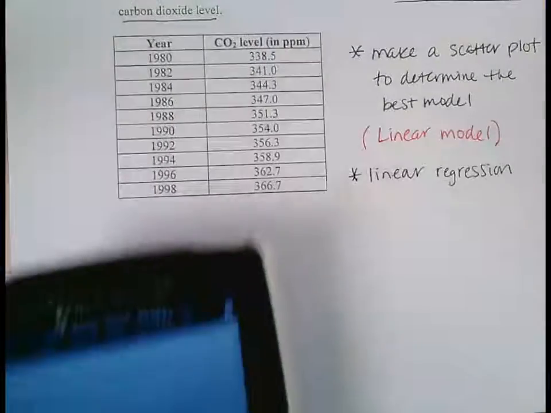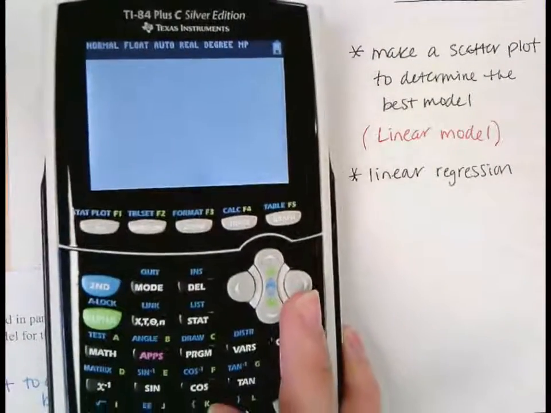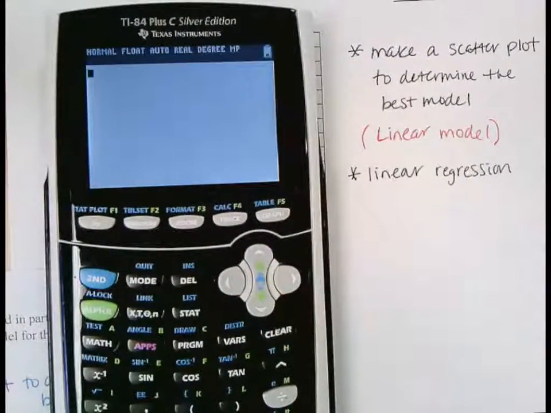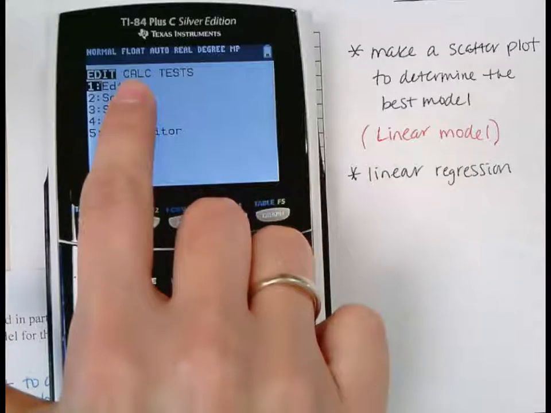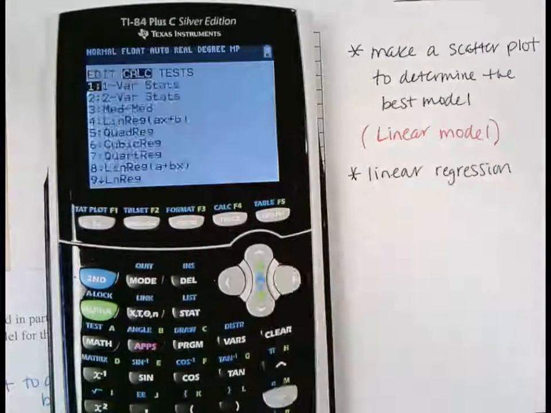And I will show you how to do that. So you are going to go back to the stat key. But now, and remember too, I'm recording this so that all of the keystrokes and everything, if you need to look back at this, you can. So back to the stat key, but now you want the calc menu across the top. So you want to arrow one over to the right.